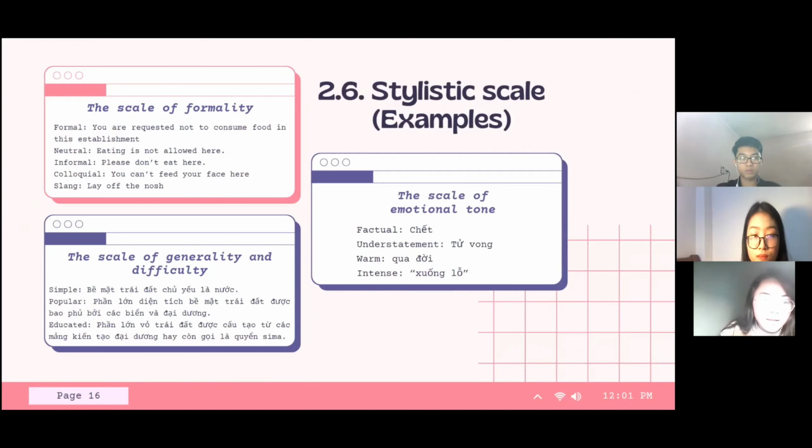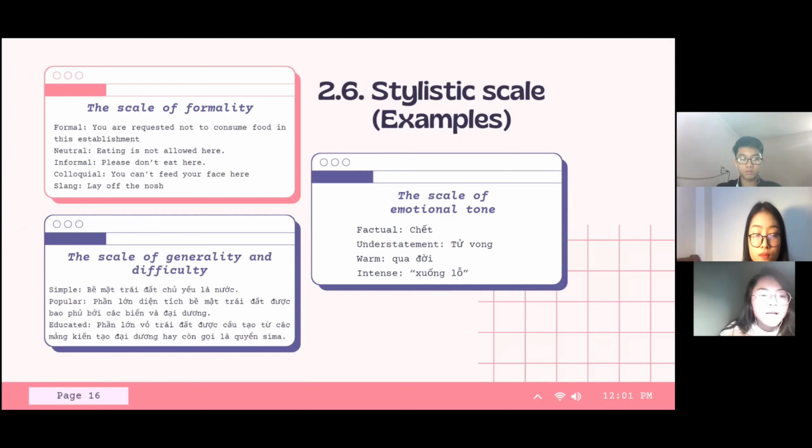About the first one, the scale of formality is how the sentence ranks from formal to informal when you translate. Actually, there are many different levels such as formal, neutral, informal, colloquial, and slang, and so on. I have an example here. You can look at the slide.